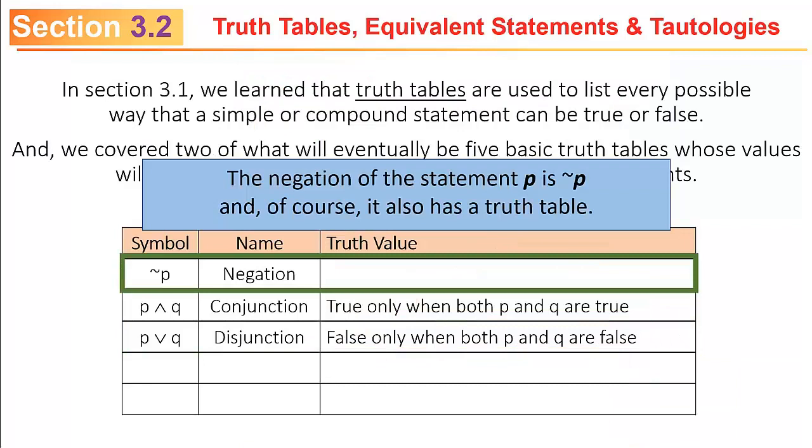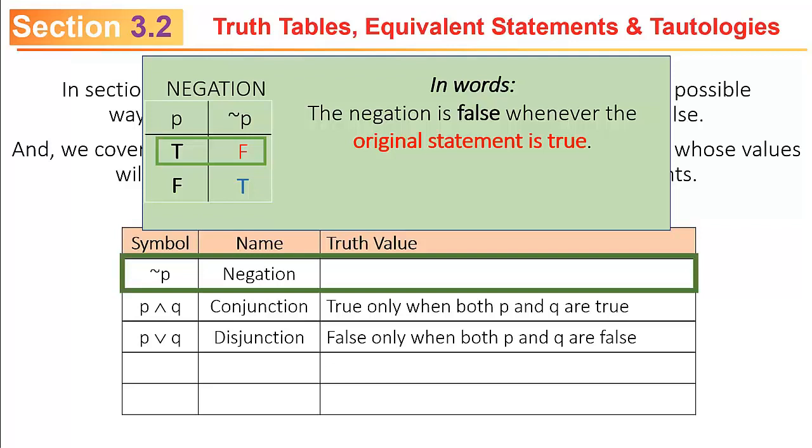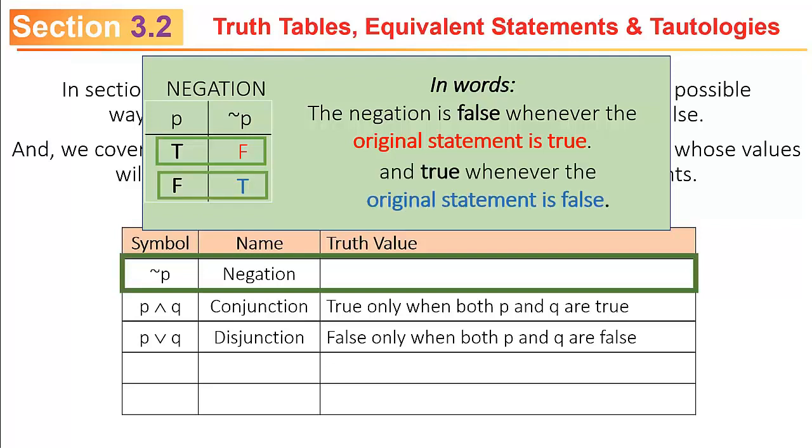We're going to add a third one now called the negation. The negation of a statement P is tilde P, or it's just a squiggle, tilde P, and of course it has a truth table as well, and it simply changes the truth value to its opposite. The negation changes the value of its truth value to the opposite. So the negation is false whenever the original statement is true, and is true whenever the original statement is false. So our little memory aid for a negation is: true becomes false and false becomes true.